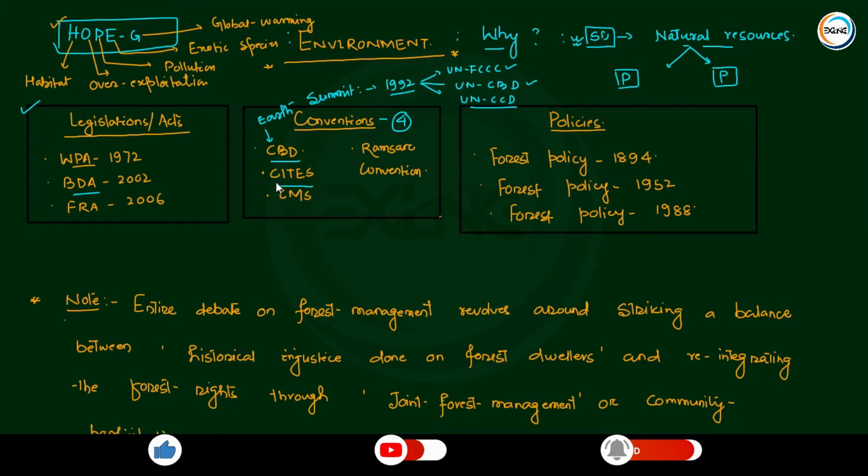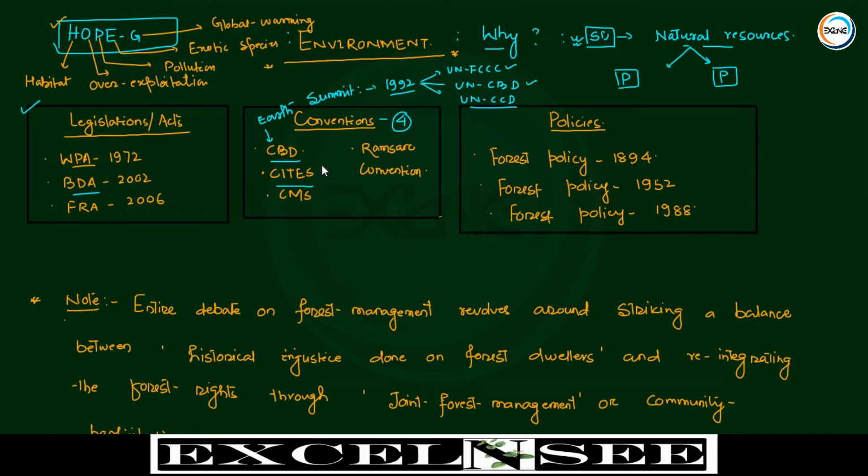There is a convention called CITES, the Convention on International Trade in Endangered Species. This is also known as the Washington Convention. Similarly, the CMS, the Convention on Migratory Species, is also known as the Bonn Convention. And the Ramsar Convention is basically on wetlands. So these are the four international conventions.